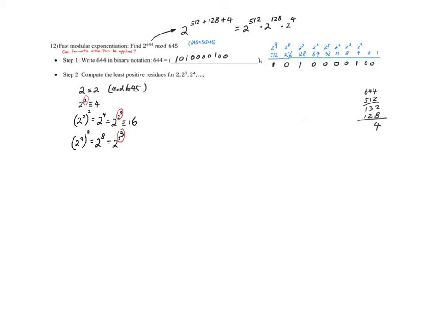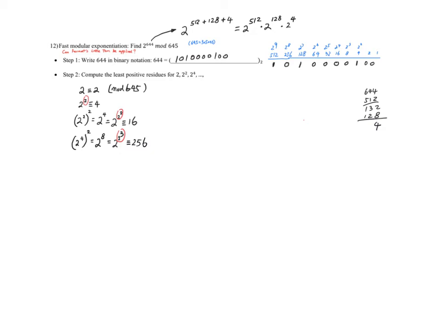Powers of 2. And that's why we want to write that into binary notation. These are all the powers of 2. What you're doing here is basically the square of the previous one. It's the square of 16, which is 256. Mod 645, it is still 256. And repeat this pattern again.